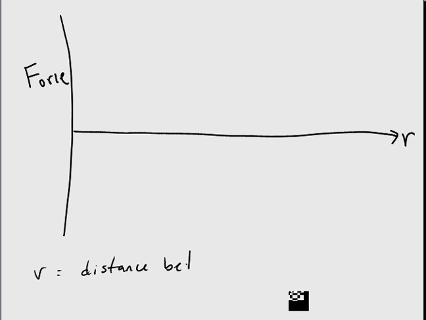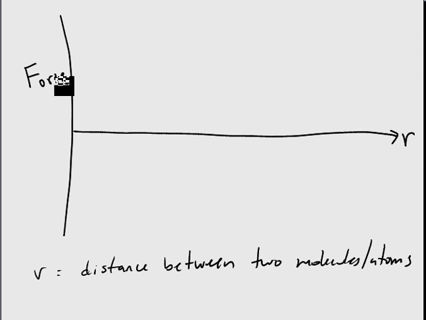So what I'm going to do is draw a graph. The graph is going to show R on the x-axis and F, force, on the y-axis. And R is really going to be the distance between two molecules or atoms. We're just going to see how the force changes as the molecules get closer and closer. As R decreases, the force is going to change. And here can be our two molecules a distance r apart.